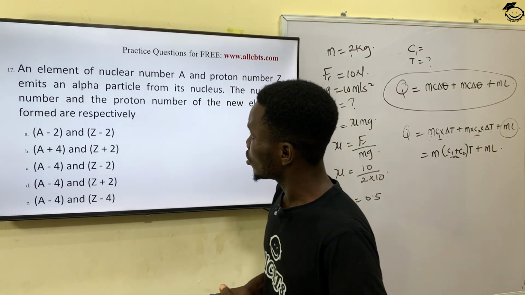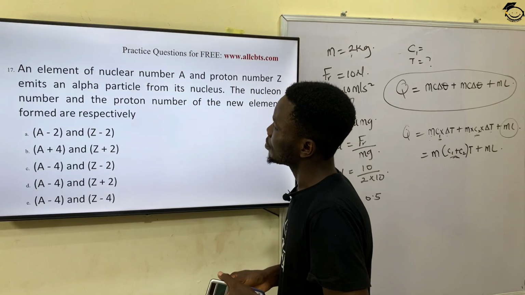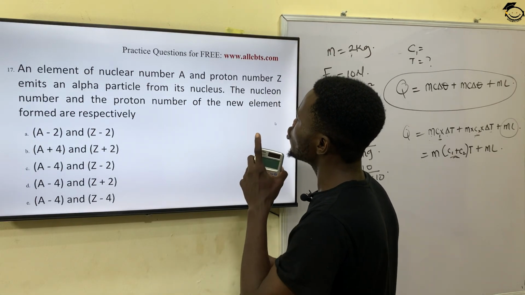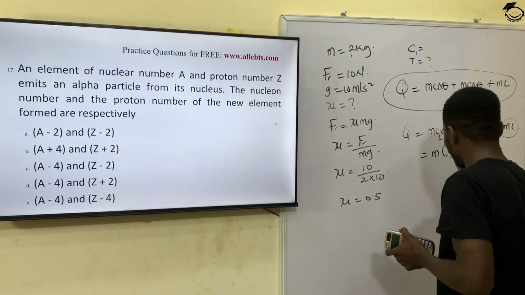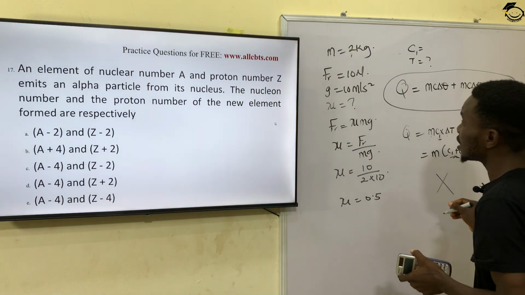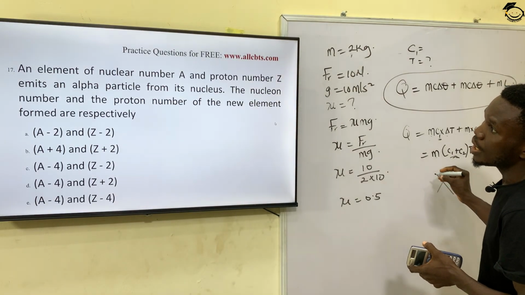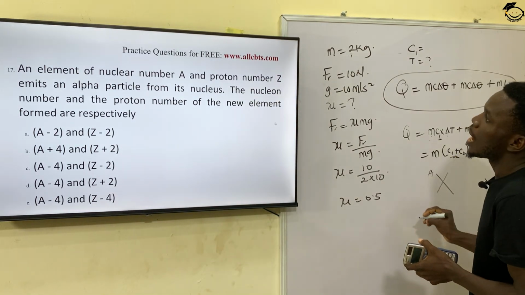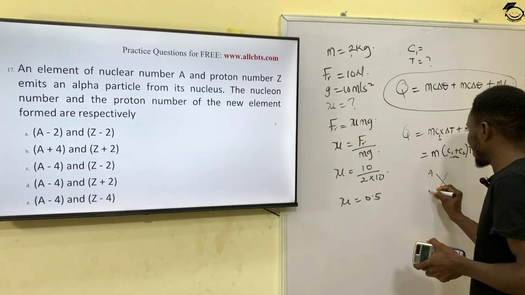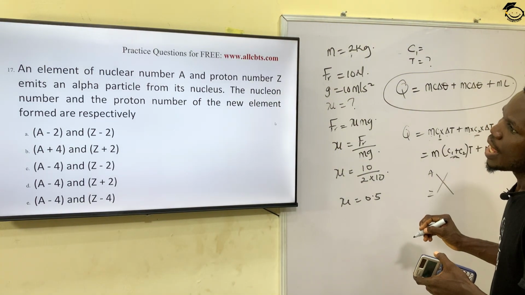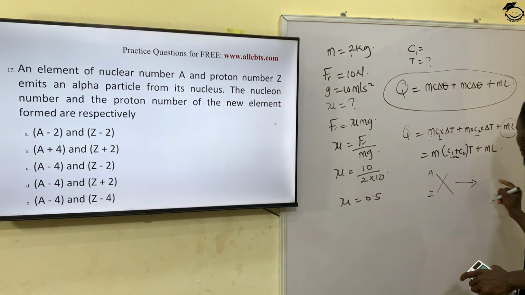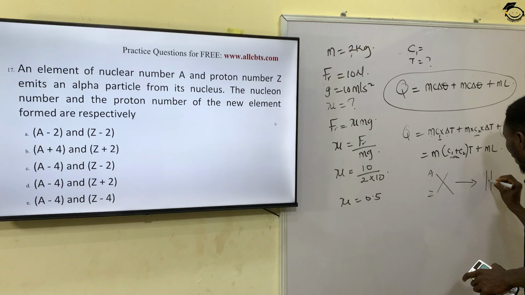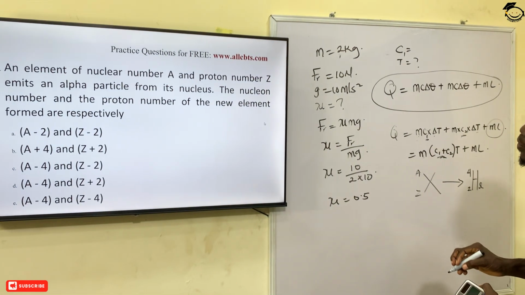Moving on to the next question, which is question number 17. It says, an element of nucleon number A. So we have an element. Let's say the element is X. It has a nucleon number A and proton number Z. It emits an alpha particle. So it is removing an alpha particle. An alpha particle is a helium particle. So it is emitting an alpha particle.